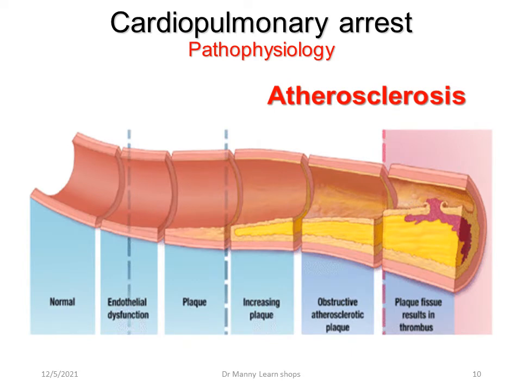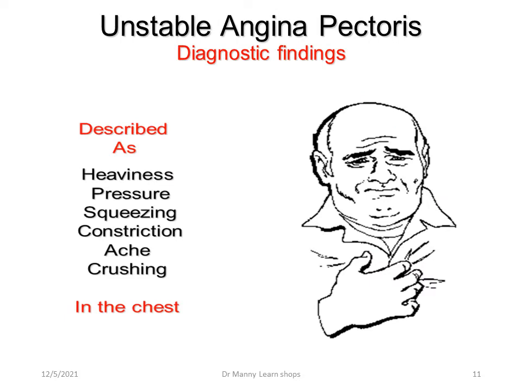If we looked at the pathophysiology related to adult cardiopulmonary arrest, it's primarily related to atherosclerosis. And atherosclerosis typically results in endothelial dysfunction, the formation of plaque, and obstructive atherosclerotic lesion and plaque that results in a thrombosis, coronary artery disease.